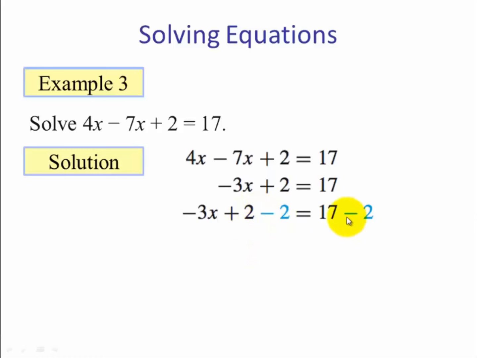These cancel here. This side of the equation will become 15. Lastly, to get rid of the negative 3, we do the opposite of multiply, which is to divide. So we divide both sides by negative 3, and x is equal to negative 5.